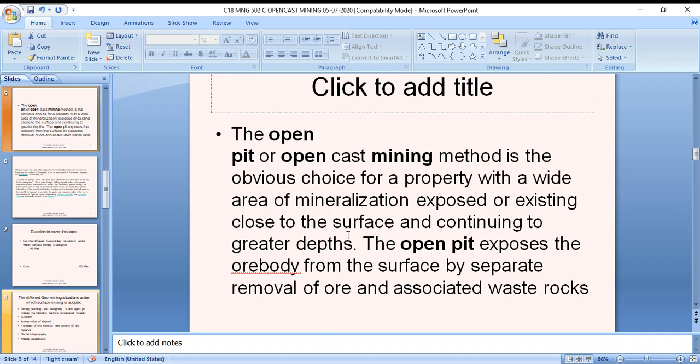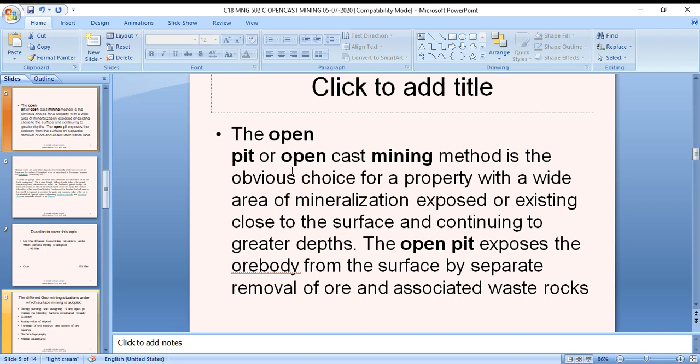Now coming to the basic definition, as is well known, the open pit or open cast mining method is the obvious choice for a property with a wide area of mineralization exposed or existing close to the surface and continuing to greater depths. The open pit exposes the ore body from the surface by separate removal of ore and associated waste rocks.